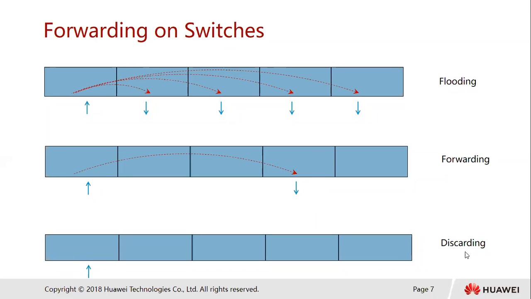The other forwarding is what we call discarding. Discarding is whereby a switch receives the frame and drops it. That is what we call discarding. So these are the ways in which a switch forwards information.